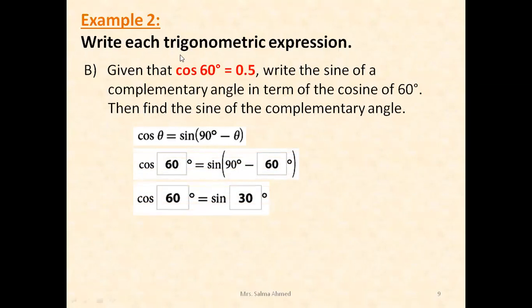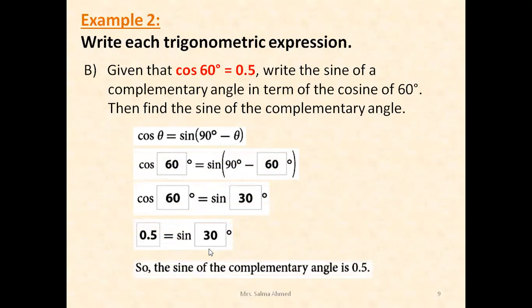As I have cosine 60, which equals 0.5, I'm going to replace this side by 0.5, which equals sine 30, which is the complementary angle. So cosine 60 is equal to the sine of the complementary angle. So the sine of the complementary angle is equal to 0.5.